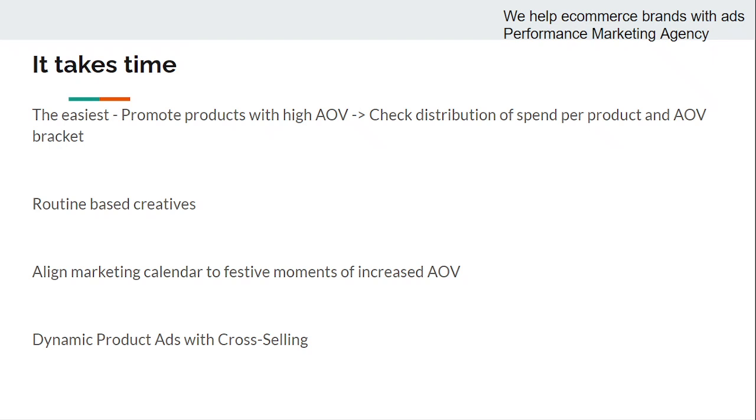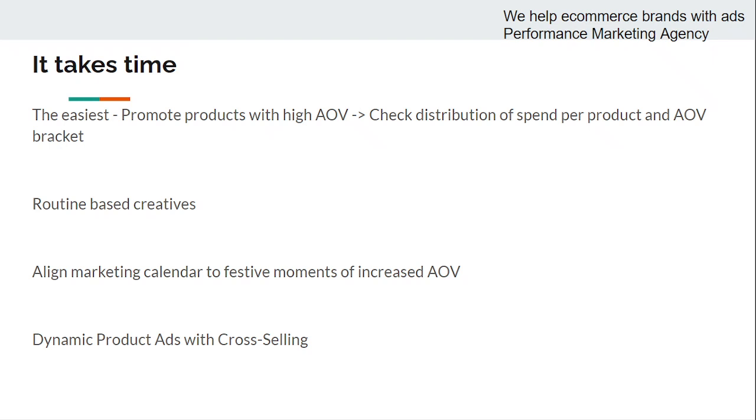Number 3, routine-based activities. If you have a product which can be formed into a routine, then instead of focusing on average order value, you can increase the frequency with which they buy, which can actually increase the LTV even if the AOV in the first go is not high. Routine-based products can be creams, face wash, or any supplement, anything for that matter.